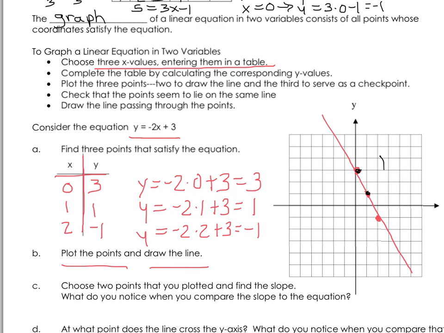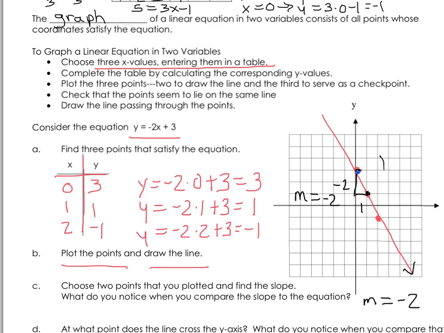The slope of this line must be negative because this line is going downhill left to right. It is decreasing. We can calculate the rise of 2, the run of 1. You could think of it as negative 2 and positive 1 if you want to. That will give us a slope of negative 2 over 1, negative 2. M equals negative 2.